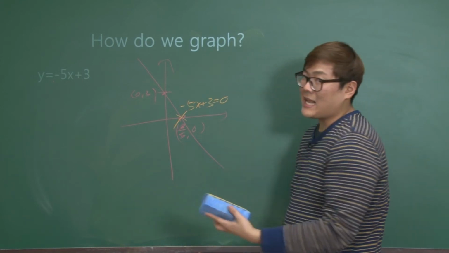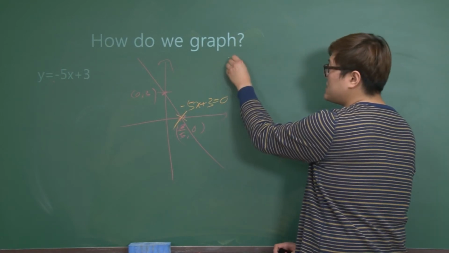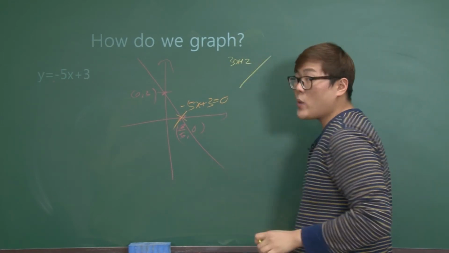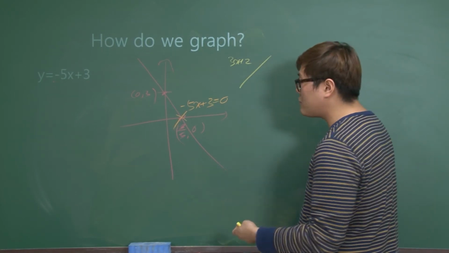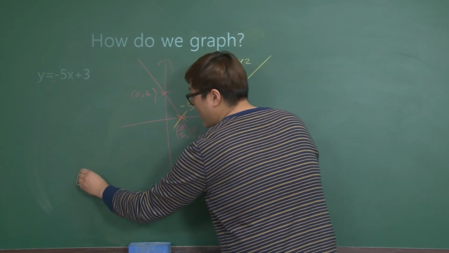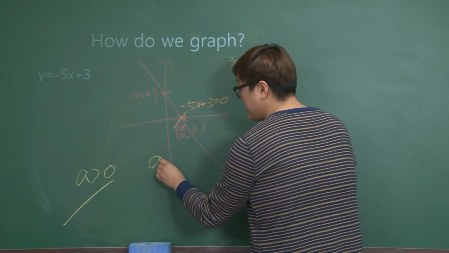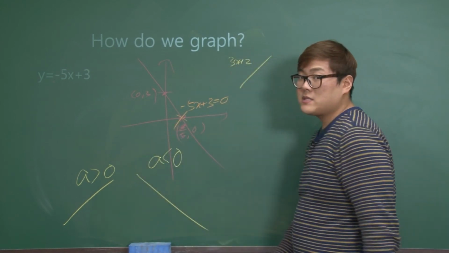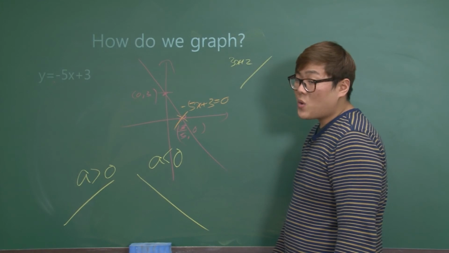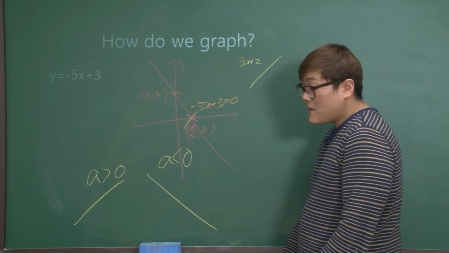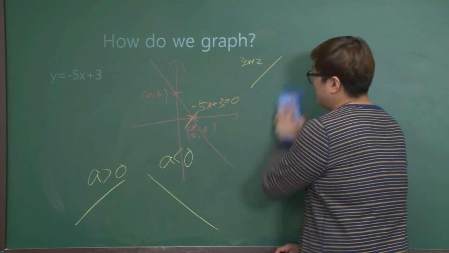One last thing I want to tell you about is, when I had 3x plus 2, the graph was going up to the right. But with a negative gradient, the graph goes down to the right. So this is what you have to write down. The linear equation looks like this, and if it's negative, it looks like this. Again, if the gradient is positive, its graph is going up to the right. If it's negative, the graph is going down to the right.